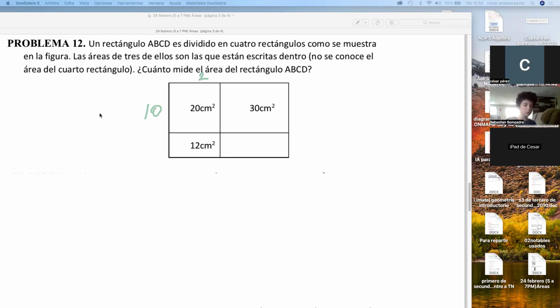to scale. Here it would be 3, here it would be 6. And what would be the one here? 18. And then we will have 20 plus 30 plus 12 plus. Okay, this will be 80.